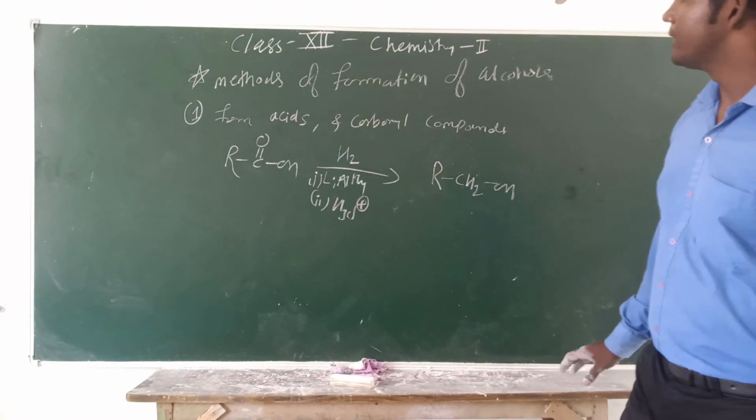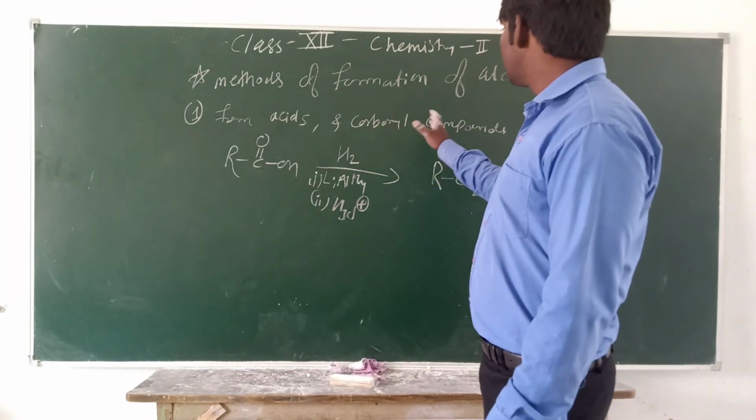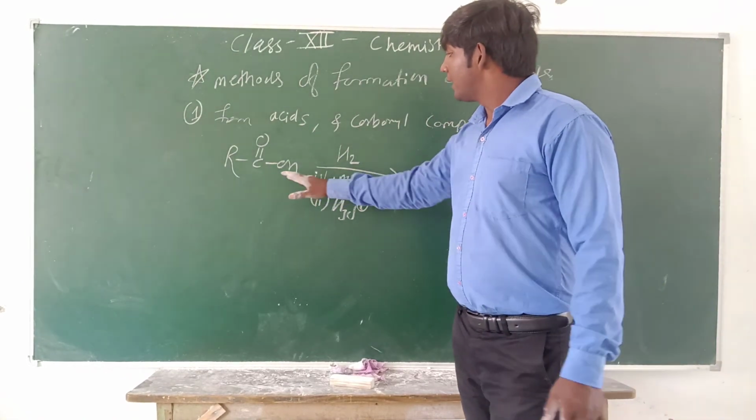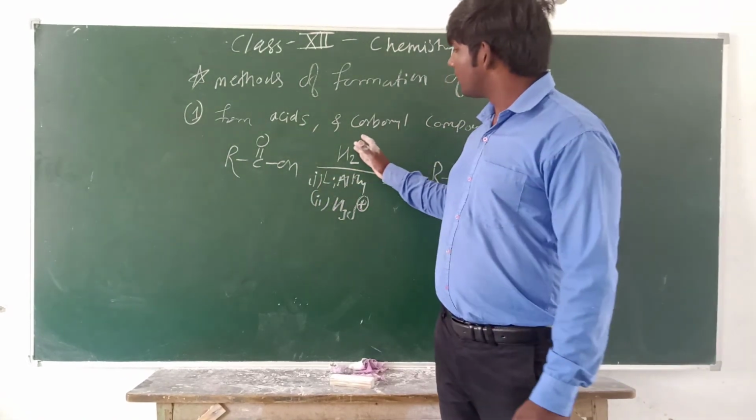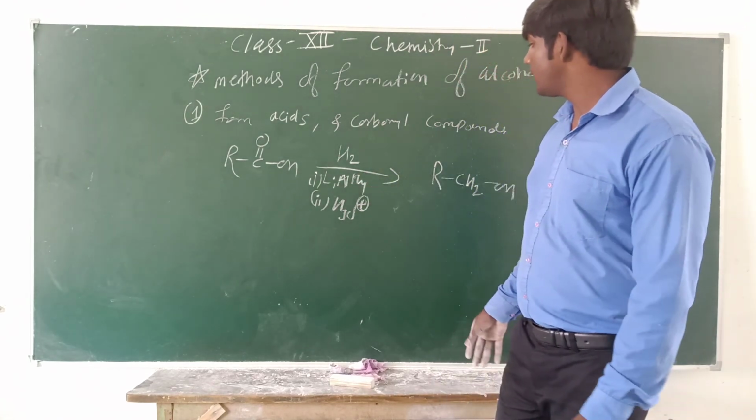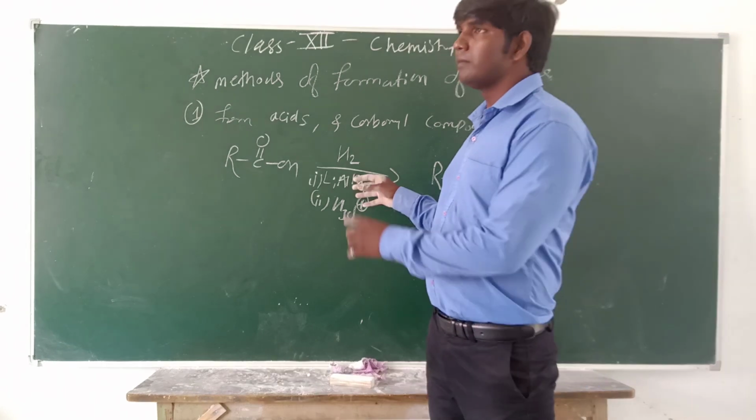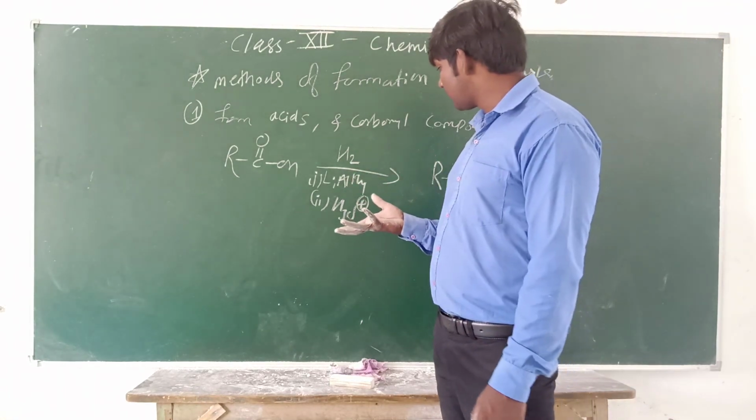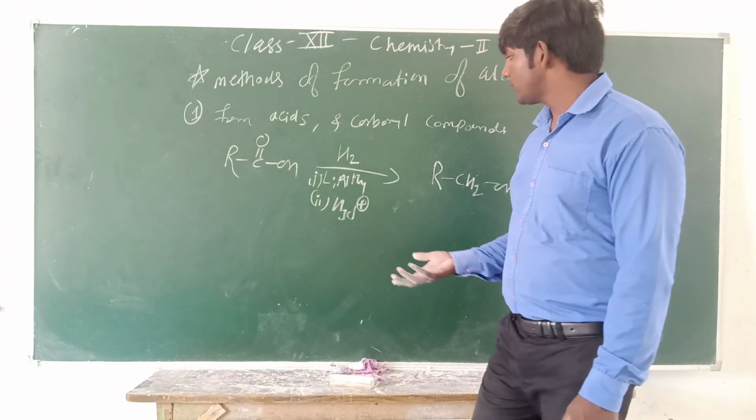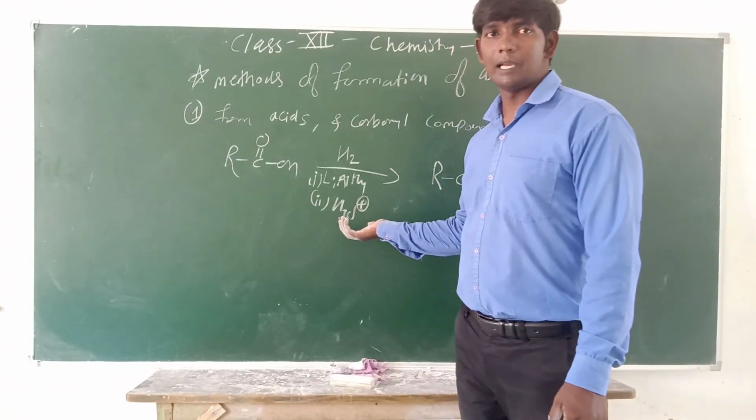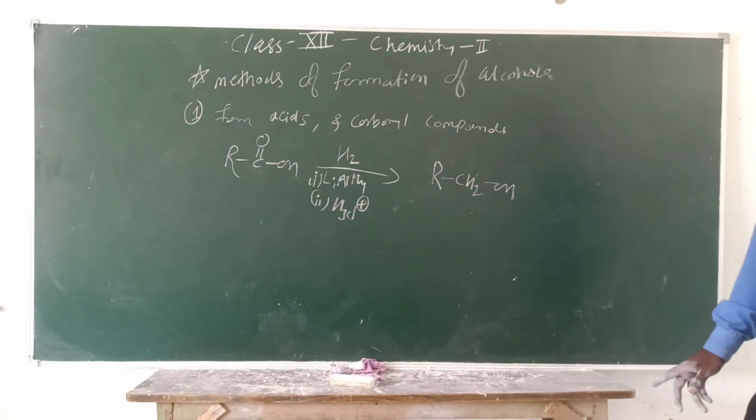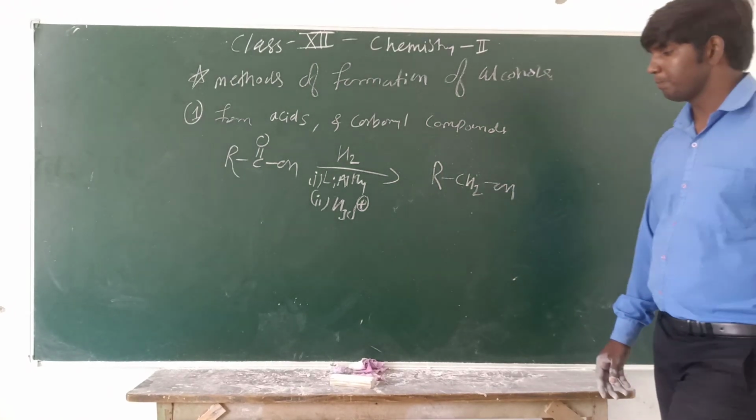So the first method is from the acid and carbonyl compound. First we take the acid, and when we add a reducing agent like lithium aluminium hydride, it gets reduced and forms an unstable complex, which we then hydrolyze with dilute acid, and we get the primary alcohol as a product.